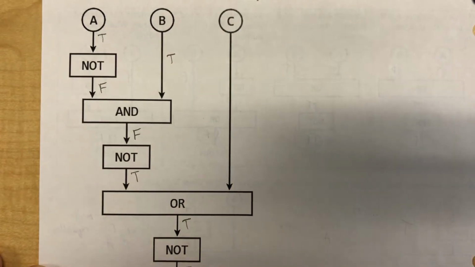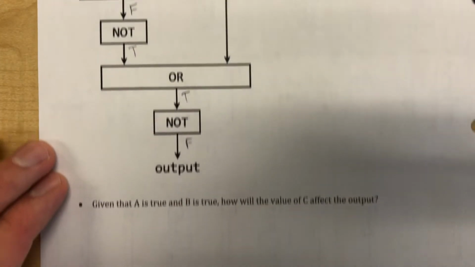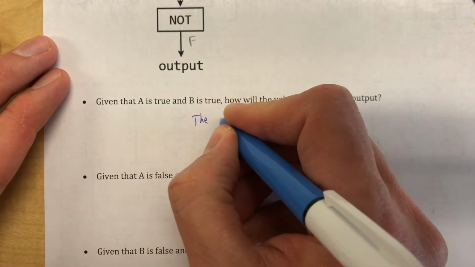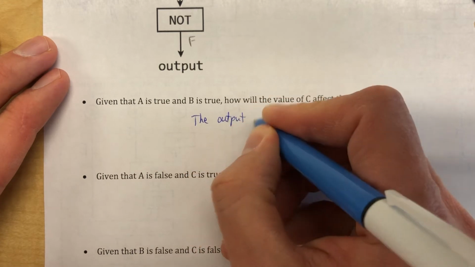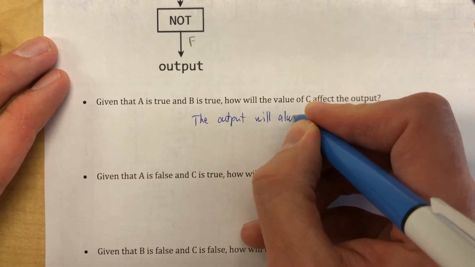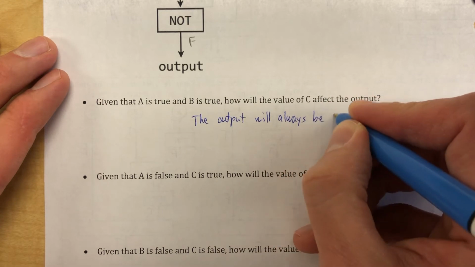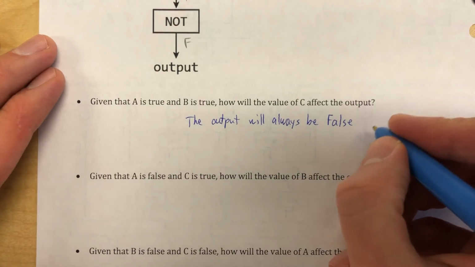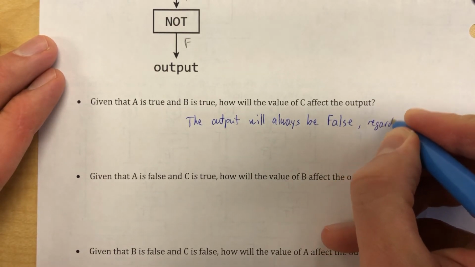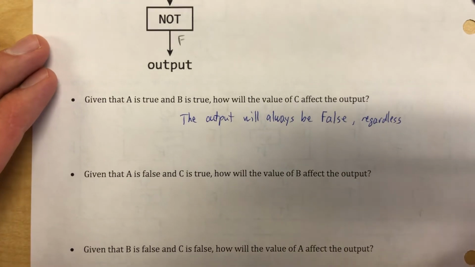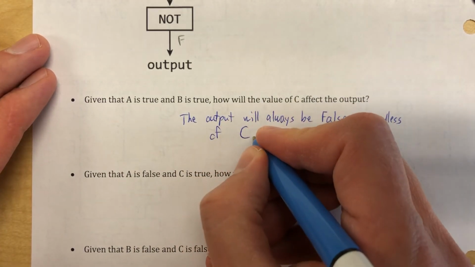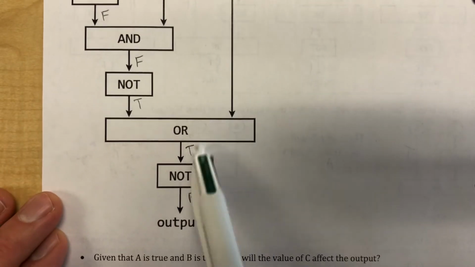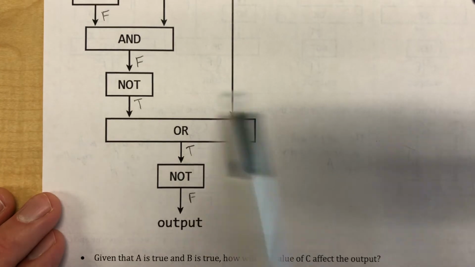No one cares what C is. So I'm going to go down here and write that. Given that A is true and B is true, how does the value of C affect the output? The output will always be false. Regardless, or some people say irregardless, that's not technically a word, regardless of C. C could be anything. It doesn't matter. If C was false, we'd still have a true coming out of here. If C was true, we'd still have a true coming out of here.